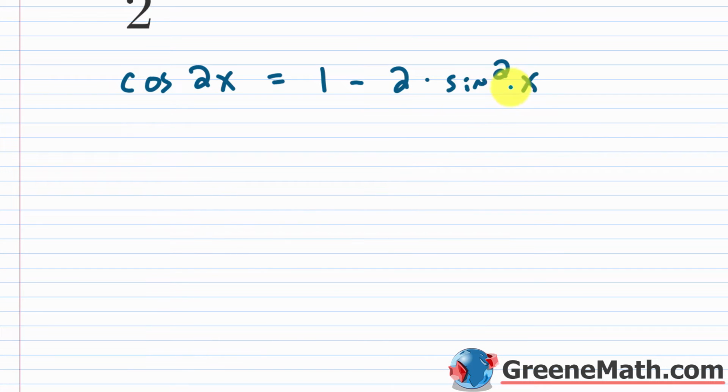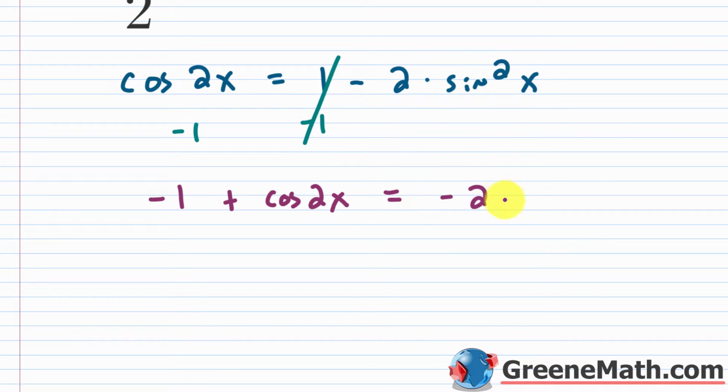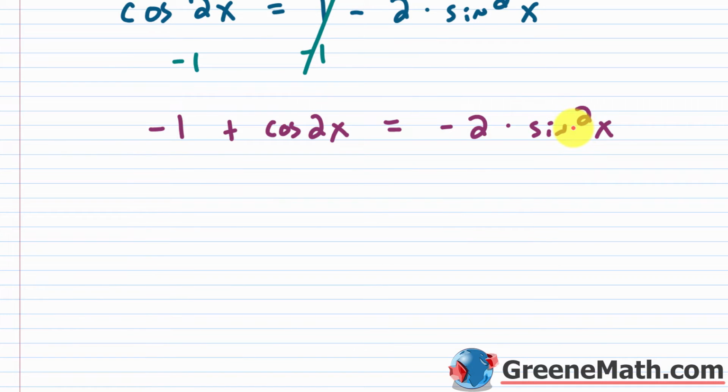So if I want to isolate the sine of x, what I would do first is subtract 1 away from each side, so that would cancel. Let's say now that this is negative 1 plus the cosine of 2x. I'm just writing it like that because that's the order it's going to end up in. So this is equal to negative 2 times the sine squared x. So now I'm just going to write this one over here. Negative 2 times sine squared x equals negative 1 plus cosine of 2x.